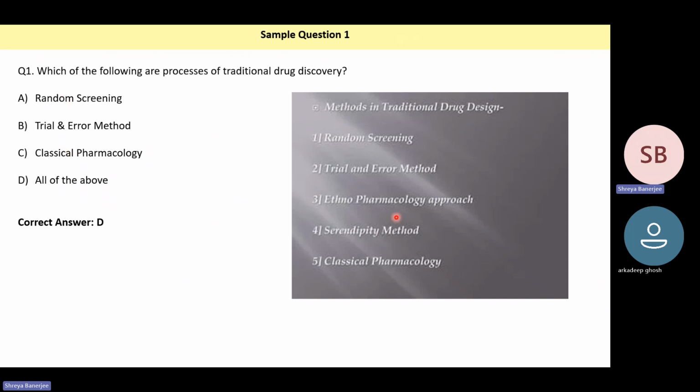There are two other methods. One is the ethnopharmacology approach, where basically the behavior of tribal native groups are studied, who use a lot of ethnic plants to treat diseases, and from there drugs are derived. And another is the serendipity method, which is based completely on accident or luck, like the discovery of penicillin, where it was just left overnight and found that wherever there was penicillin, bacteria was not growing. So these are all the methods of traditional drug design. So the correct answer here is option D, that is all of the above.